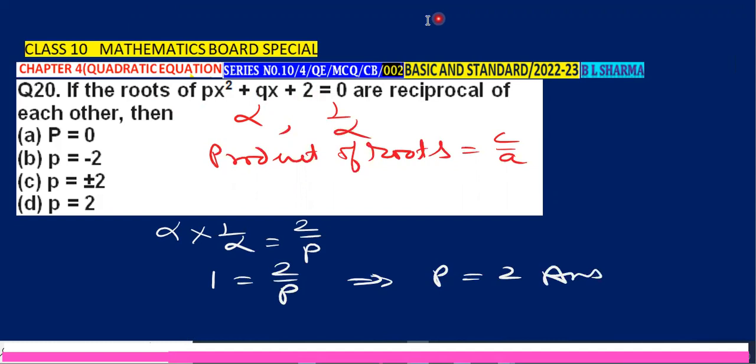So the value of p will be 2, and D is the correct option here.